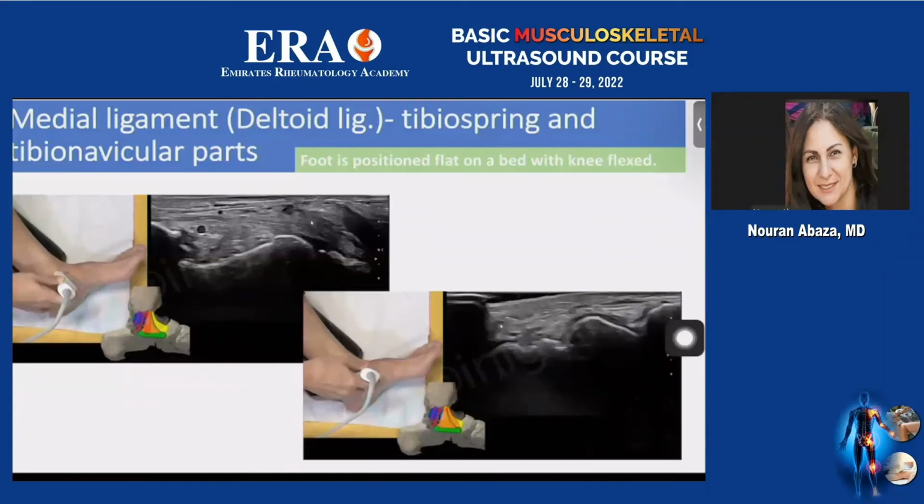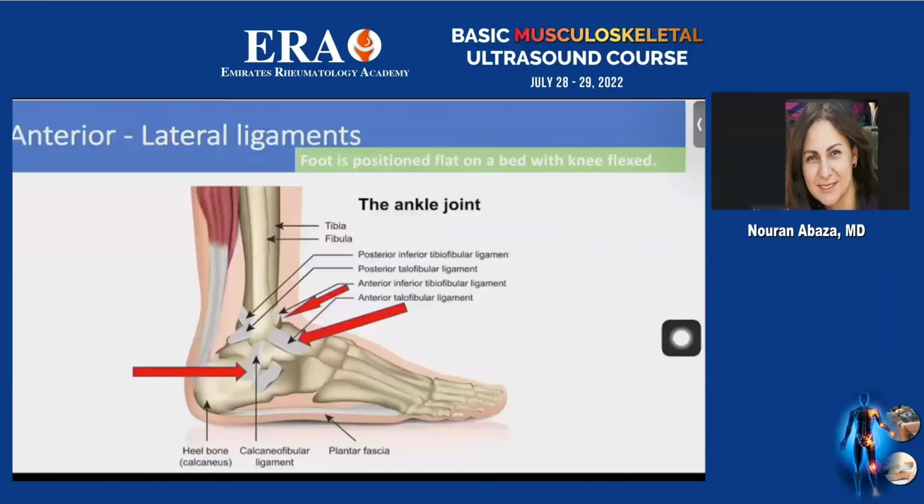What about the anterior and the lateral ligaments? Well, the most important ligaments to visualize here are, first, the anterior talofibular ligament, which is often sprained, and then the anterior inferior tibiofibular ligament between the fibula and the tibia. And then we have also the calcaneofibular ligament, which is often also subjected to strain. Well, how can we visualize those ligaments?